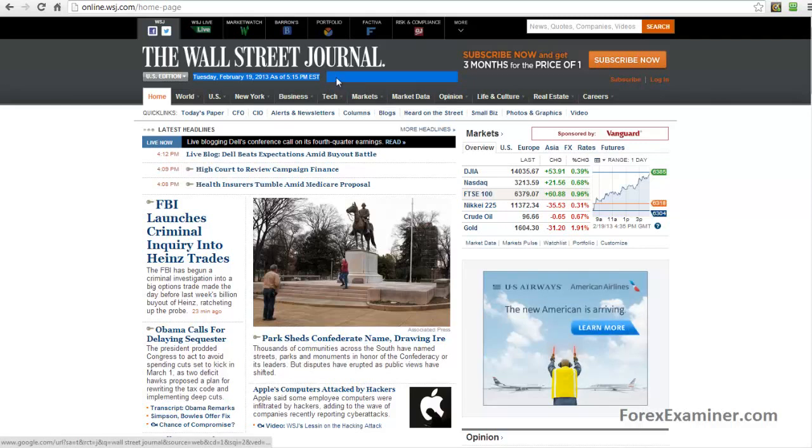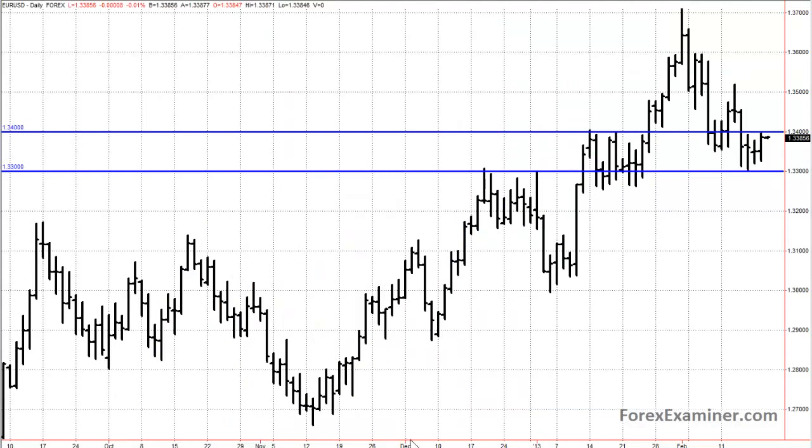What we're going to do now is pop over into a chart and look at a live trade example. All right, here we are in our Euro US dollar chart, and it's a daily chart. And what I've done is I've drawn a couple of horizontal lines at a couple of standard levels here, 1.33 on the bottom end and 1.34 on the top end.